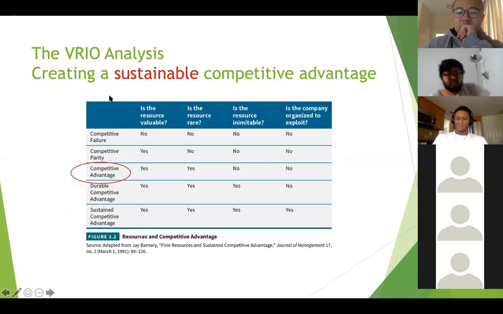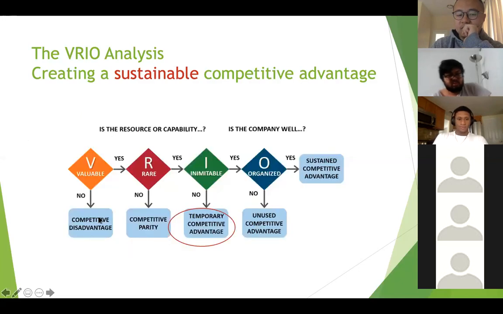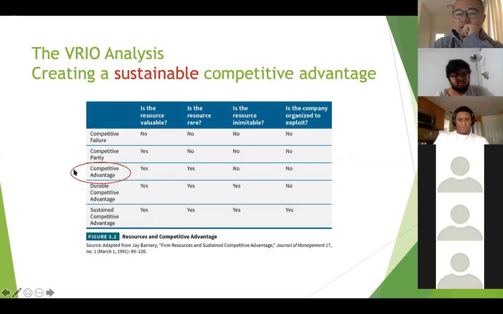So here is another chart. It's the same thing, but you can see they use a different type of term here. For the company whose resources are not valuable, here it uses competitive failure, not competitive disadvantage. Disadvantage is the same thing. The second one is when the company only has valuable resources, but not rare. So here it uses competitive parity. It's the same thing as the previous one.